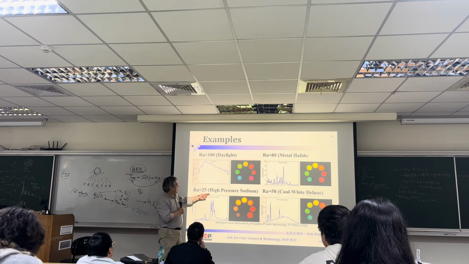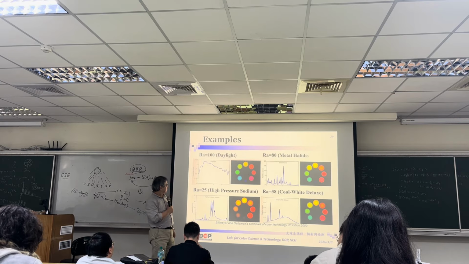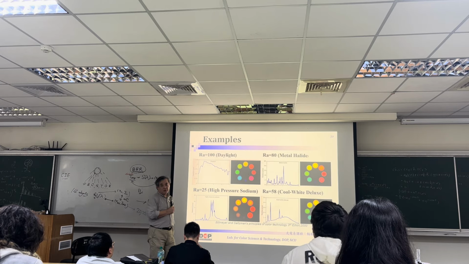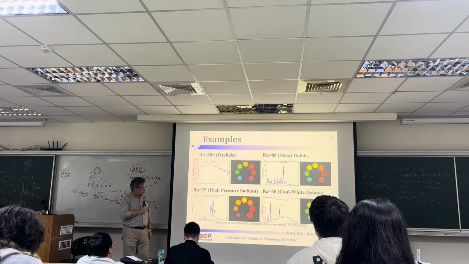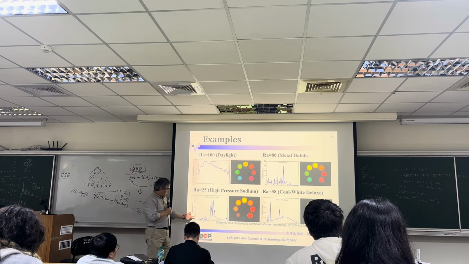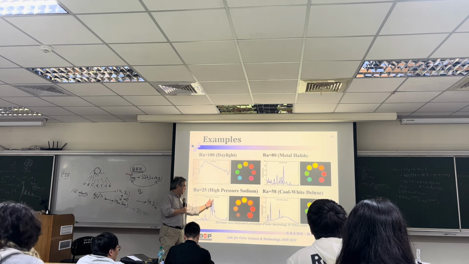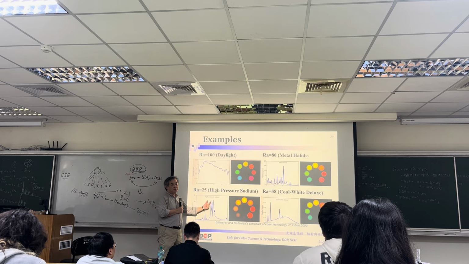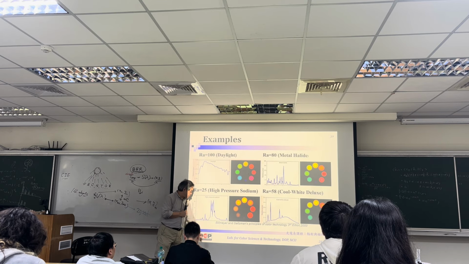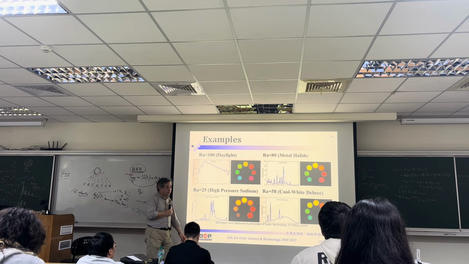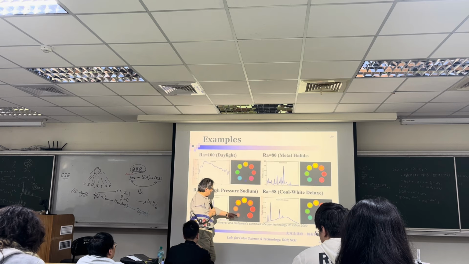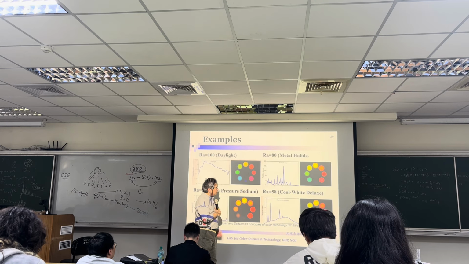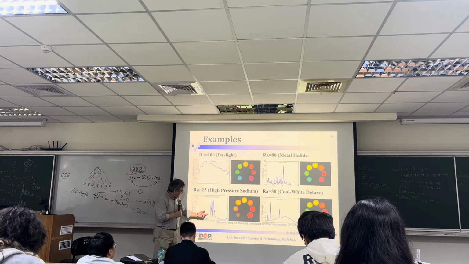Okay. And for the high pressure sodium light, the CRI is only 25. Very low. Why? Because it has a very narrow wavelength span. So you cannot see the red, you cannot see the blue, right? So everything looks yellow because the wavelength is within this range.